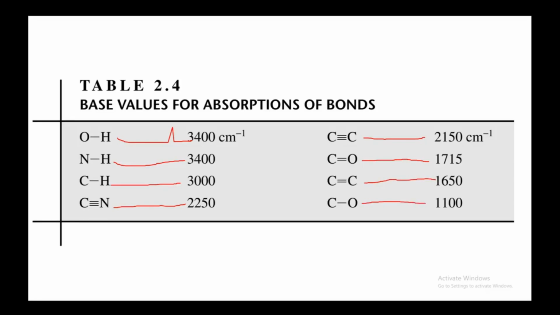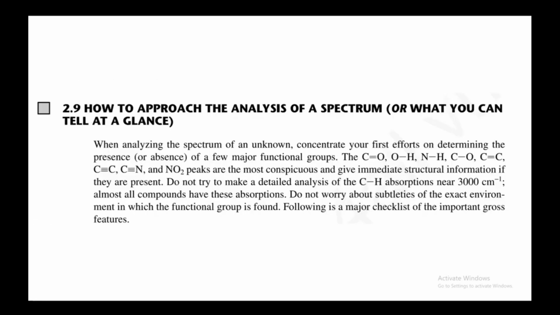What the base values mean is that generally these bonds give you peaks at these frequencies. But depending upon where they are attached, in which functionality they are connected, the peak intensity and the shape vary depending upon which functional group they belong to. So these are the important numbers that I have mentioned so far in this video, and they will help you to recognize various functional groups in IR spectroscopy.